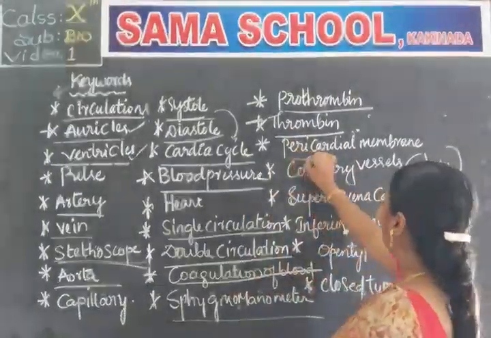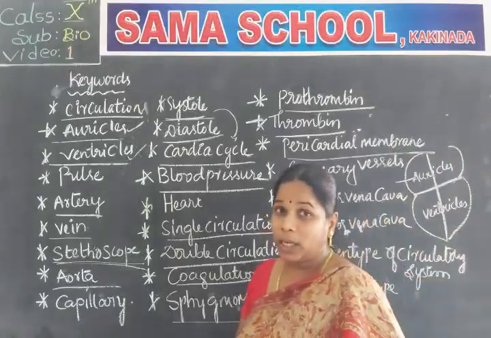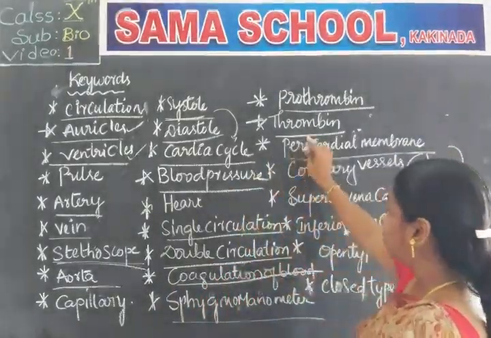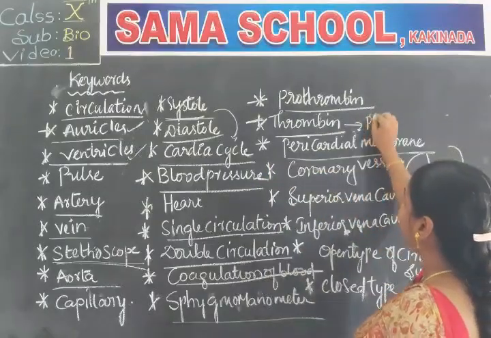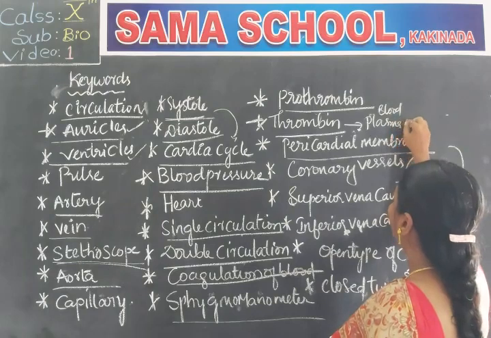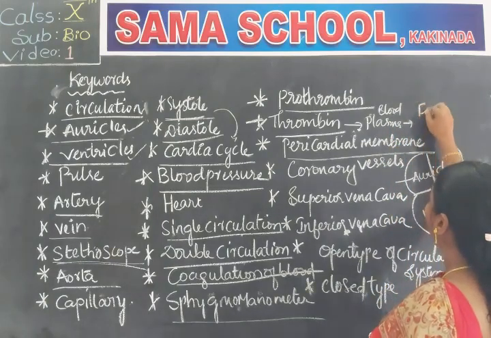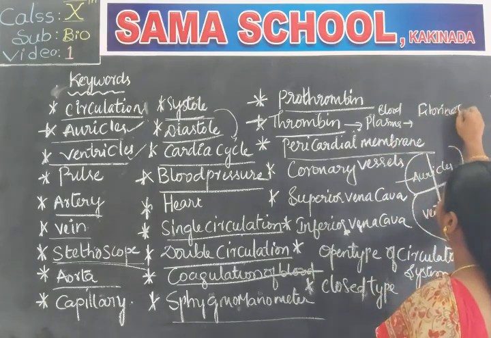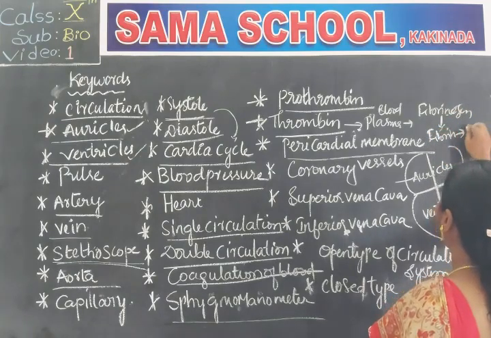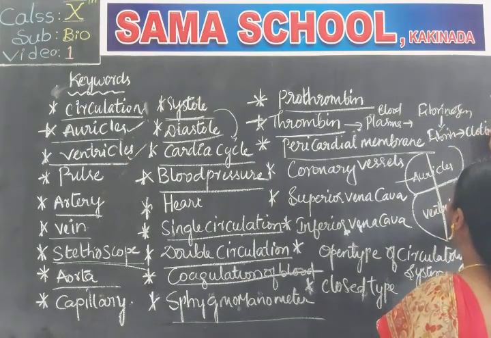Understand? Then thrombin. It is also present in the blood plasma, where it converts the fibrinogen, which is also an enzyme, into fibrin. This fibrin only helps in clotting of blood.